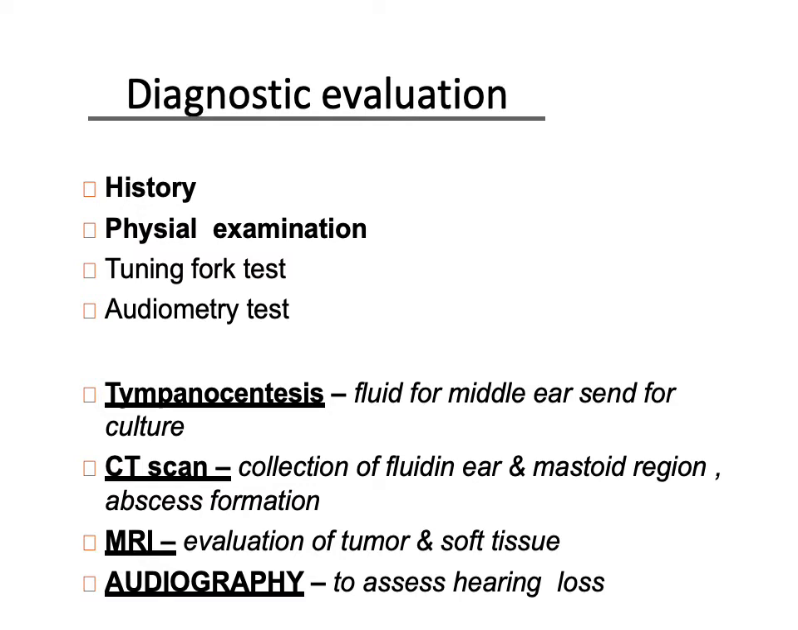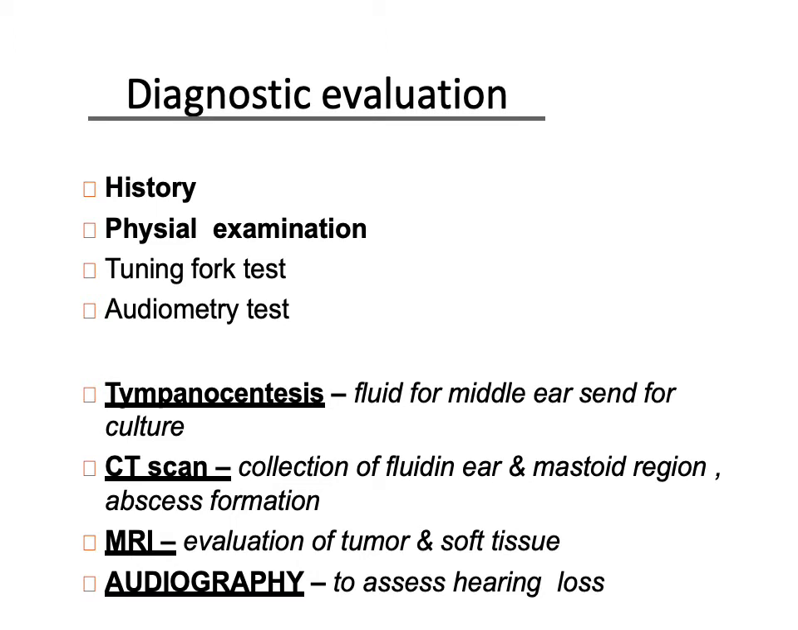Coming to the diagnostic evaluation of otosclerosis, first a detailed history has to be taken. The patient will tell that he has decreased hearing and is not able to hear, especially in a loud environment or not. Once we know that history, we can look into a physical examination where we do a detailed ENT examination, and then we can do the tuning fork test, and audiometry can be done.